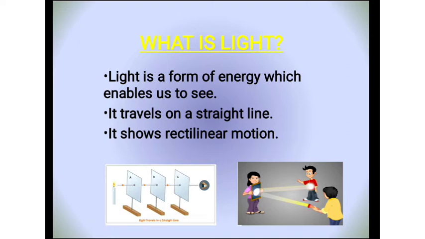The property of light is that it travels in a straight line. Yes, it travels in a straight line. Just because of that we call it rectilinear motion also. The light always travels in a straight line, and that's why we call it rectilinear motion, as you can see in the picture here also.